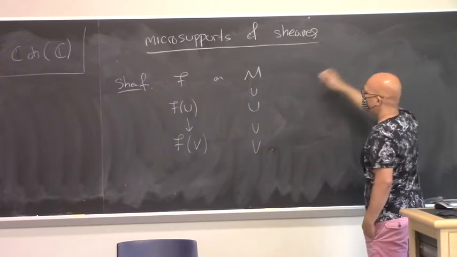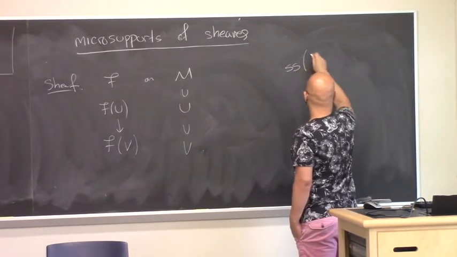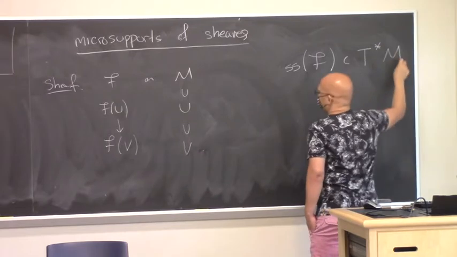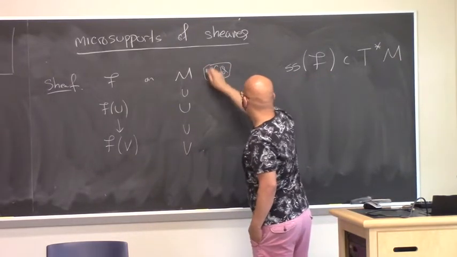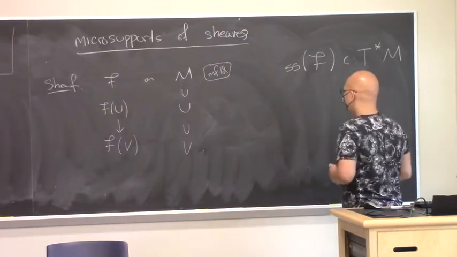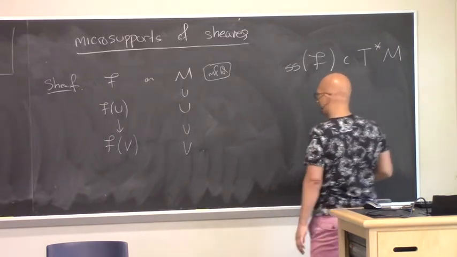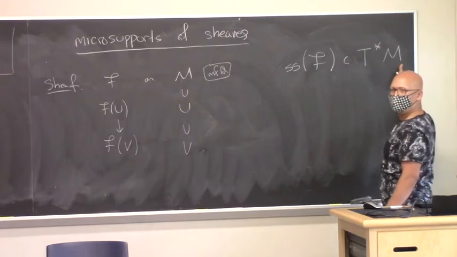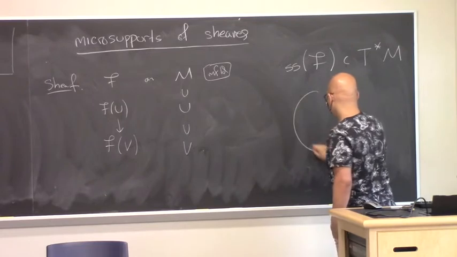So if you have F on M, the micro-support, written like this, is a locus in the cotangent bundle. M is a manifold. It has a cotangent bundle, and the micro-support will be something inside. And it's going to be conic. You'll see that from its definition. What is it? Well, for each covector in the cotangent bundle, I should tell you when it is in the micro-support. So let's just draw a picture.